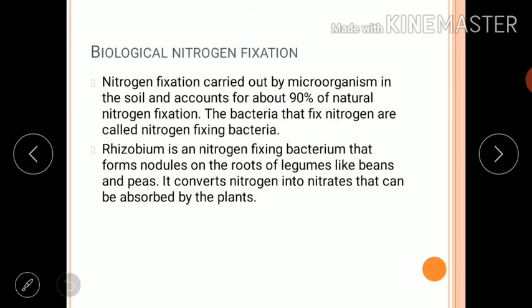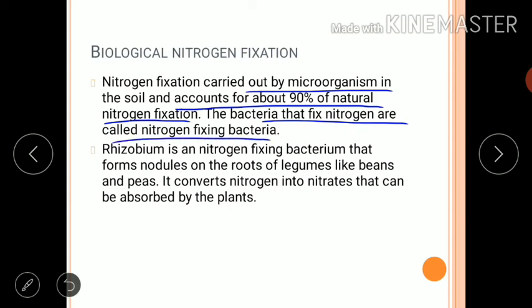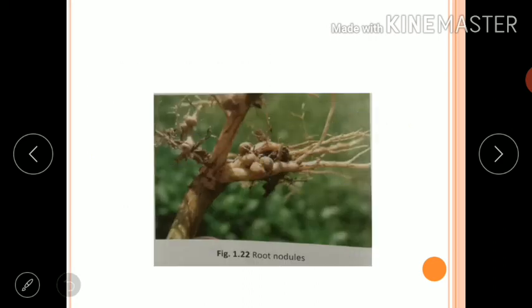Biological nitrogen fixation. Nitrogen fixation is carried out by microorganisms in the soil and accounts for about 90% of natural nitrogen fixation. The bacteria that fix nitrogen are called nitrogen fixing bacteria. I'll show you the nitrogen fixing bacteria which are present in the root nodules.